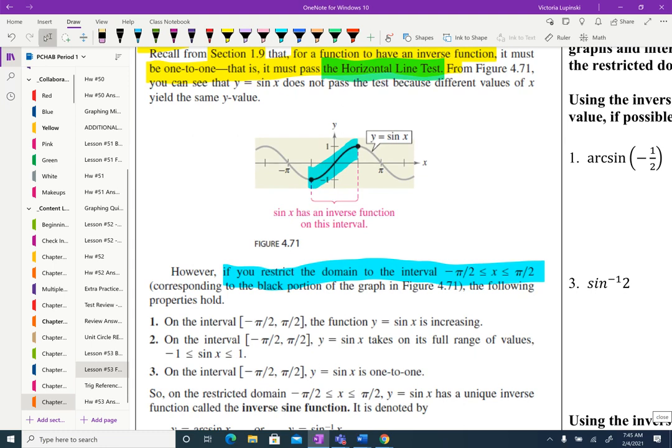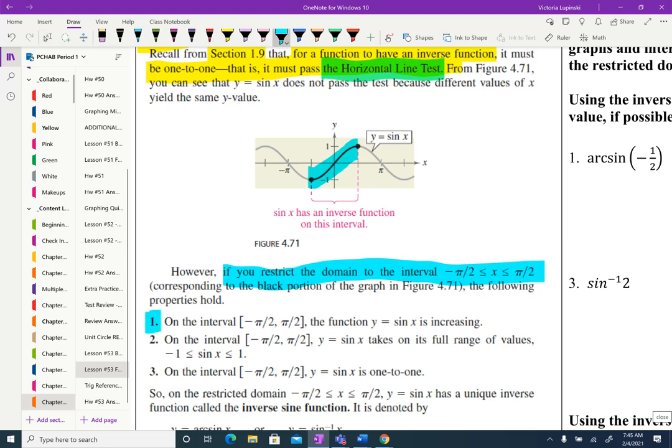So again, to summarize, because the sine wave goes on forever, it does not pass the horizontal line test, which means it doesn't have an inverse. In order to guarantee that it has an inverse, you can only take a small portion, and that portion is always going to be from negative pi over 2 to pi over 2. Technically, you could take other pieces, but that's the piece that we're always going to choose. Why do we choose that piece? Well, there are 3 reasons.